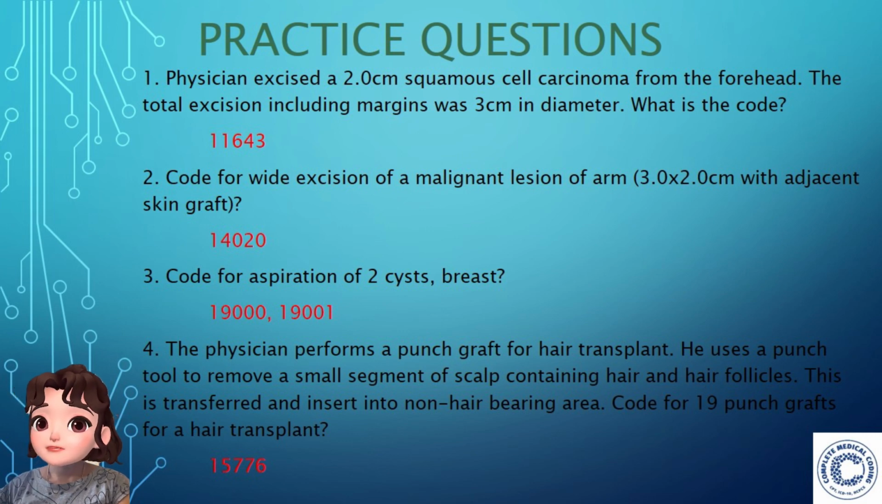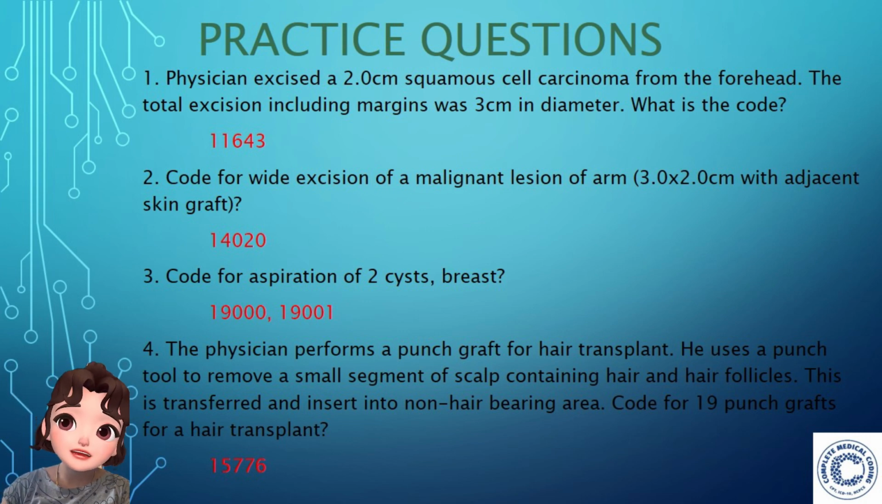Next question. The physician performs a punch graft for hair transplant. He uses a punch tool to remove a small segment of scalp containing hair and hair follicles. This is transferred and inserted into a non-hair bearing area. Code for punch graft for hair transplant. So here the question is about punch grafting, so we need to go to punch grafting, and there you will get the codes. Here the number of punch grafts is 19. So for more than 15 punch grafts, we use the code 15776.